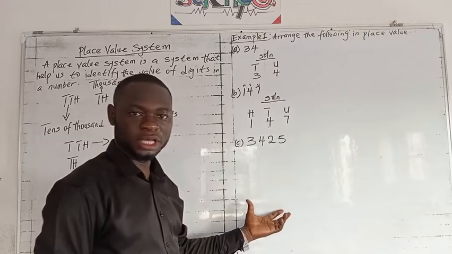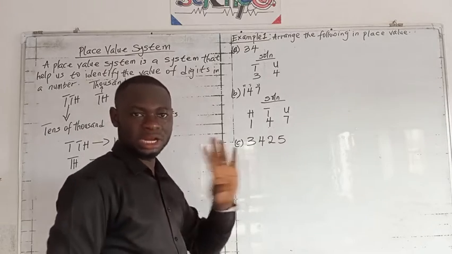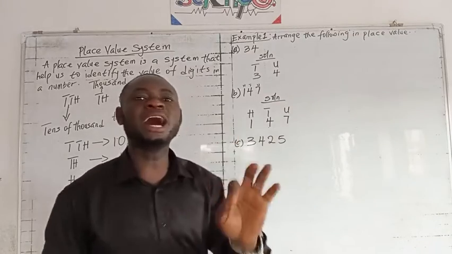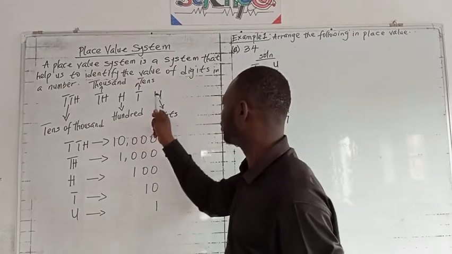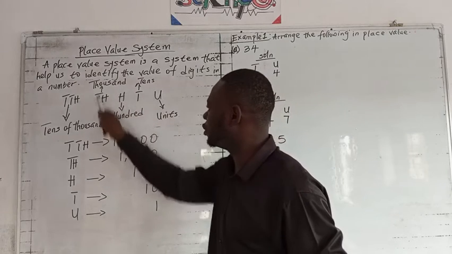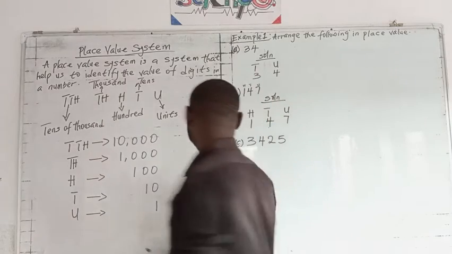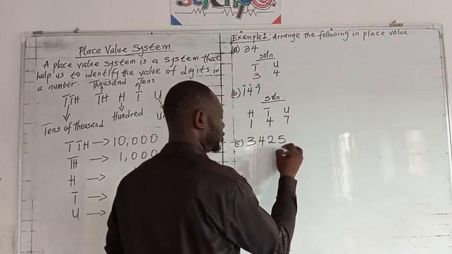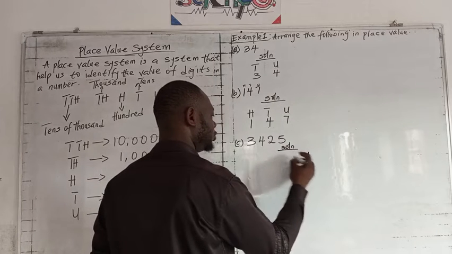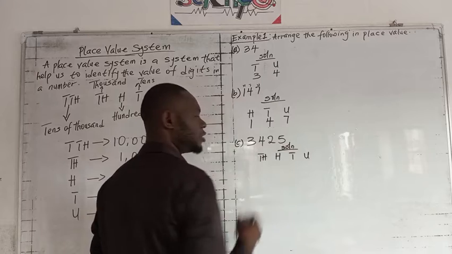How many digit numbers are here? 1, 2, 3, 4. There are 4 digit numbers, meaning that the highest place value here is thousands, because in the place value we have units, tens, hundreds, thousands. You see, the highest place value is what? 1,000. So, due to that, we write out our place value system, and we have units, tens, 100, 1,000.